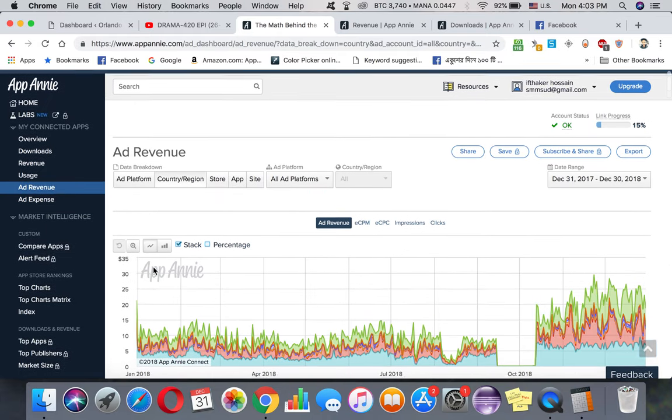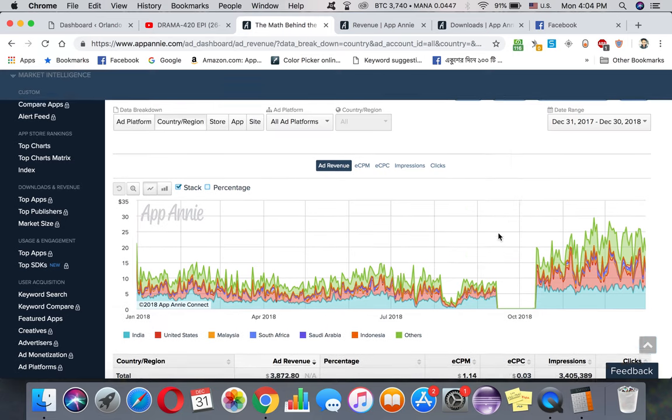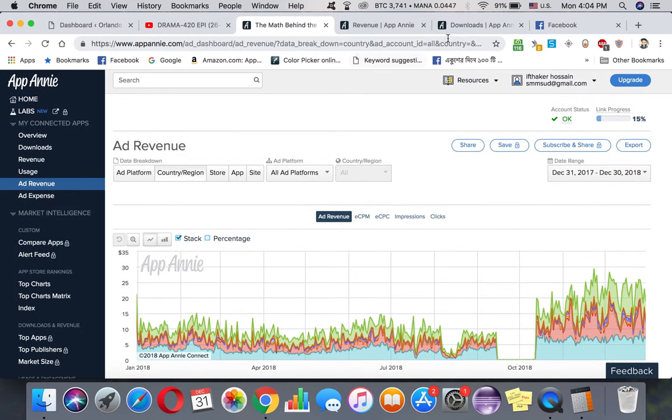And I had a total impression of about 3.4 million impressions generated in 2018. 100,000 clicks have been generated in total. And let's see the downloads.